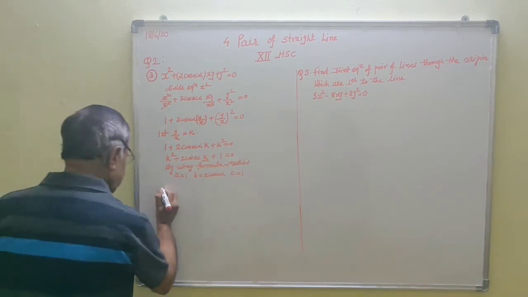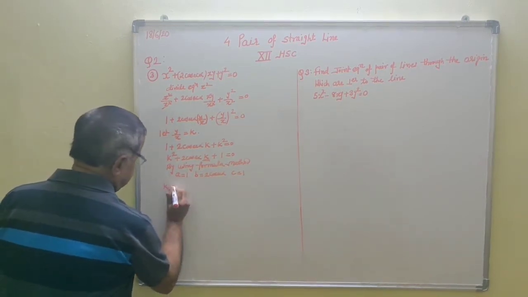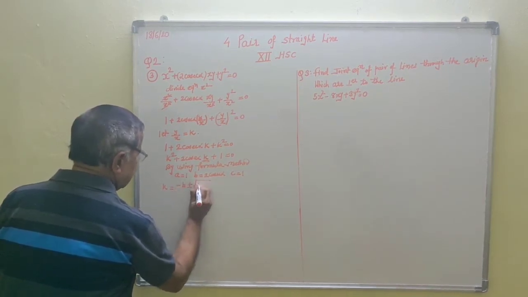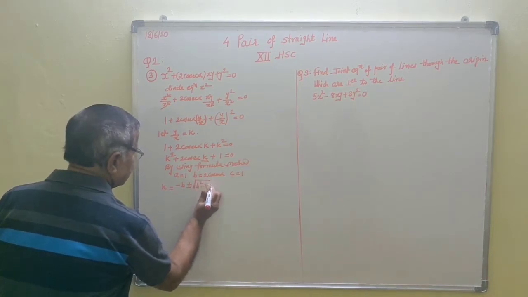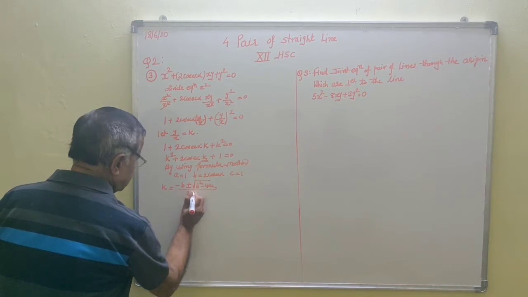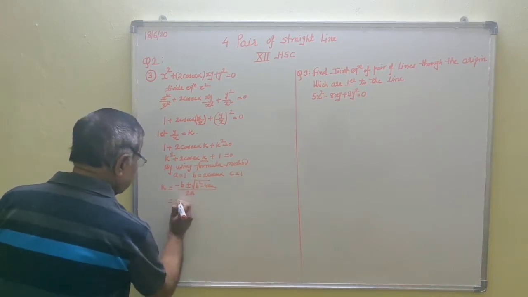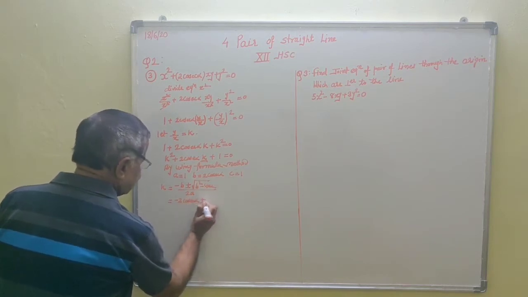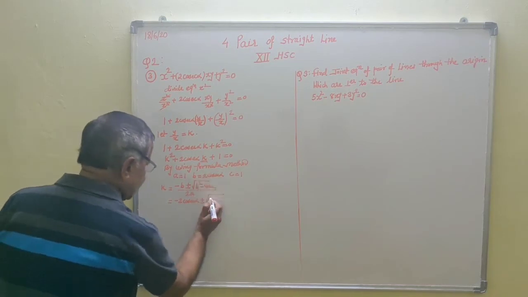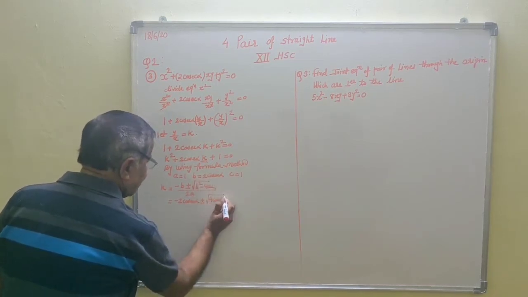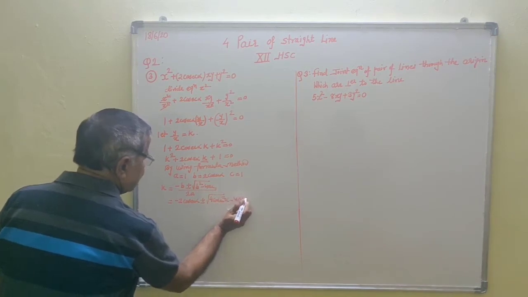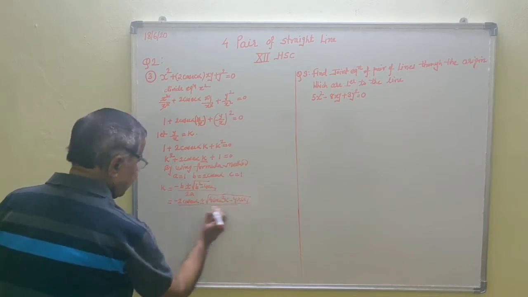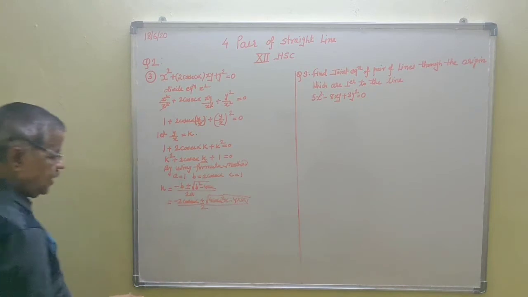Now I will find the value of k. Write down the formula: k is equal to minus b plus minus under root of b square minus 4ac upon 2a. Minus b means minus 2 cosec alpha, plus minus under root of b square, which is 4 cosec square alpha, minus 4 into 1 into 1, because a is 1 and c is 1, upon 2a. A is 1, therefore it will come to be 2.